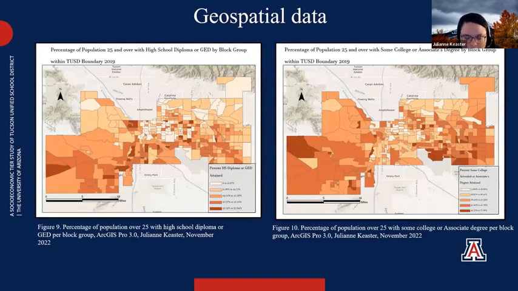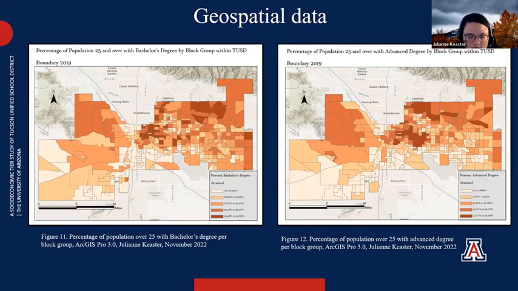Figure 9 is the percentage of the 25 and over population with a high school diploma or a GED on the left. Then figure 10 on the right is the percentage with some college or an associate's degree. And this is all per block group. Figure 11 is the percentage with a bachelor's degree. And then finally, figure 12 is the percentage of the population over 25 with an advanced degree, meaning either a professional degree or a PhD.